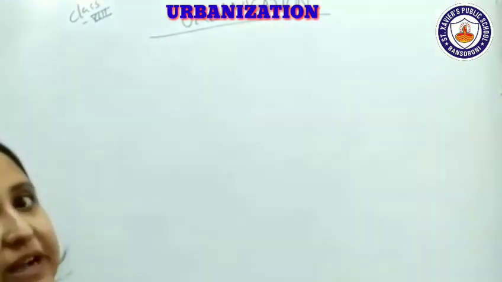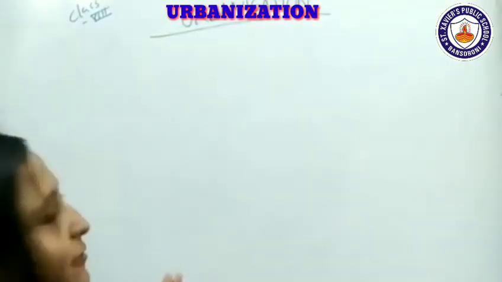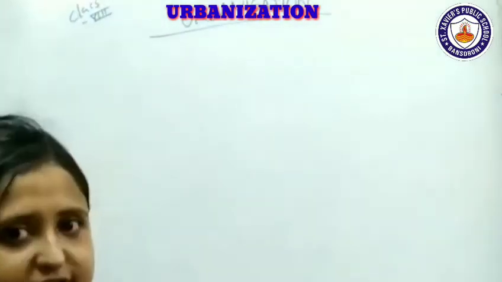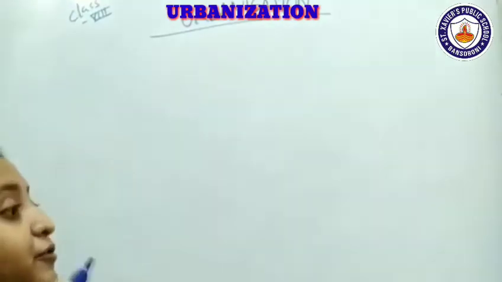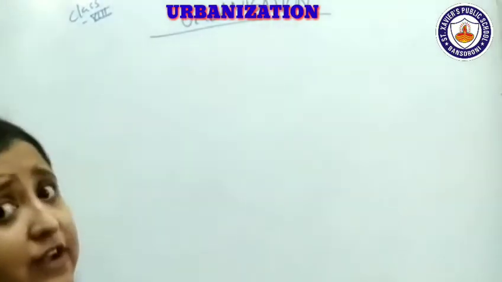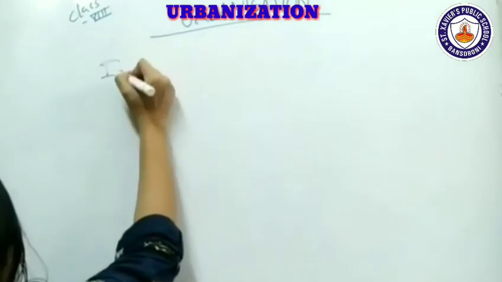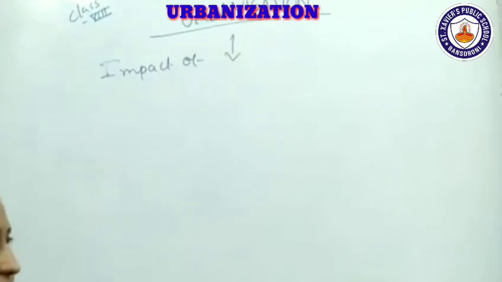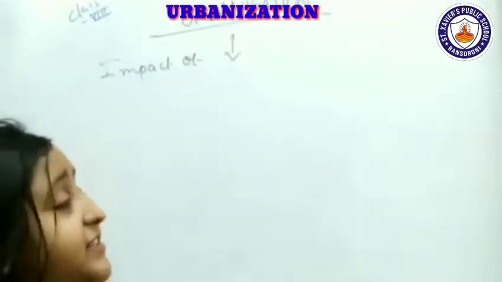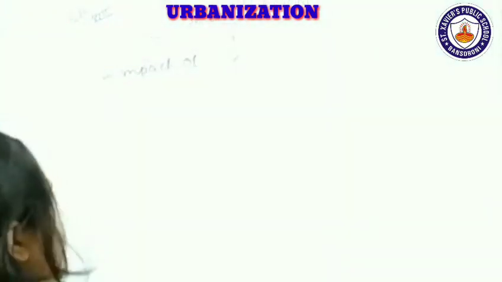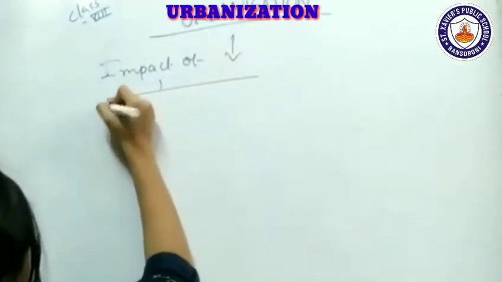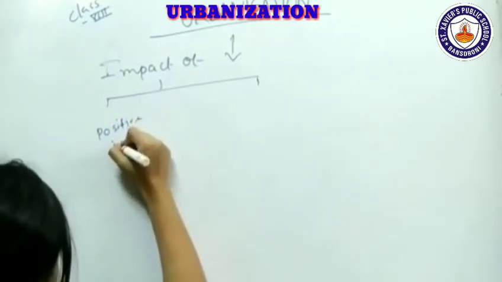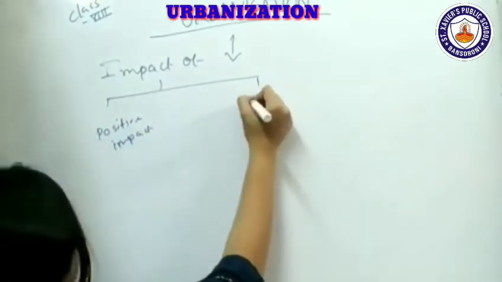Urbanization chapter into two parts, right? In the previous video I explained about the causes of urbanization. So today I will explain about the impact of urbanization. What is impact? What are the different impacts of urbanization? It's also divided into two parts: positive impact and negative impact.